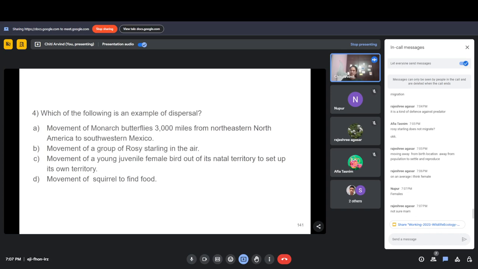Not sure? Okay. So, yes, Nupur, you're correct. It is actually females that disperse more than the males. This is a common trend seen in birds because females have to leave their native territory to find suitable areas where they can nest, right? And movement of a squirrel to find food is nothing but just foraging, right?